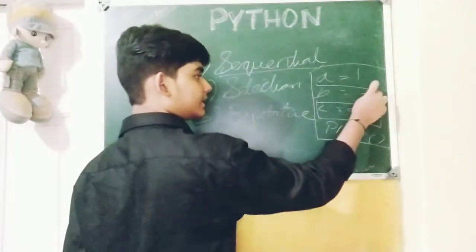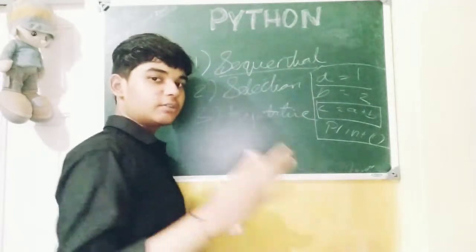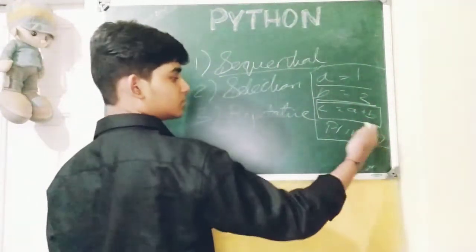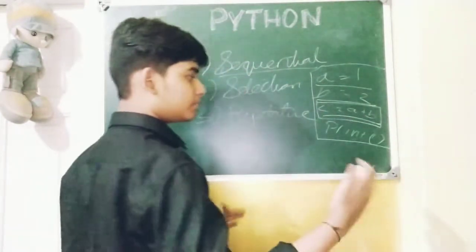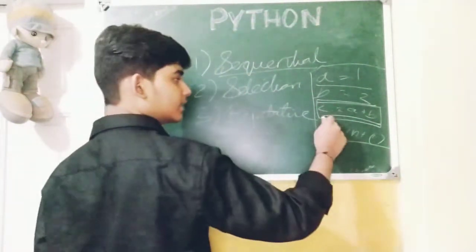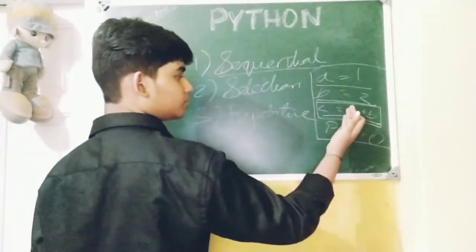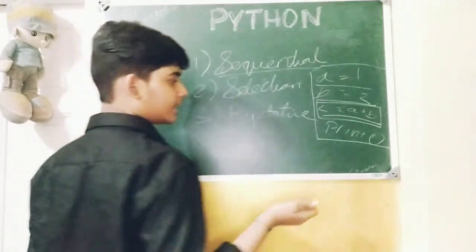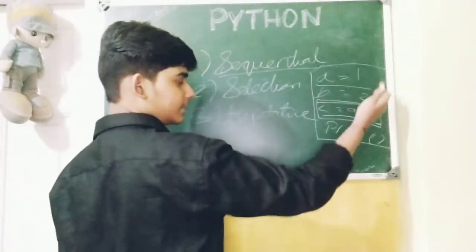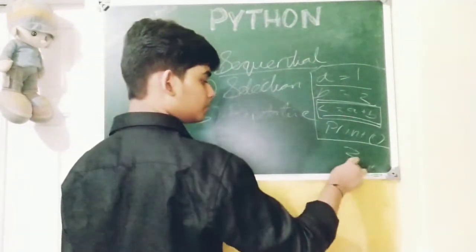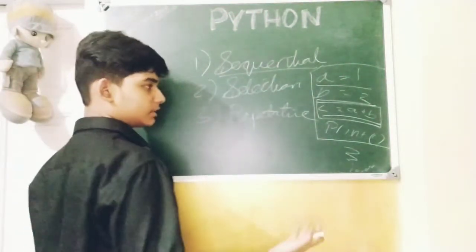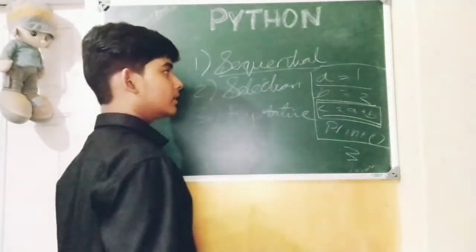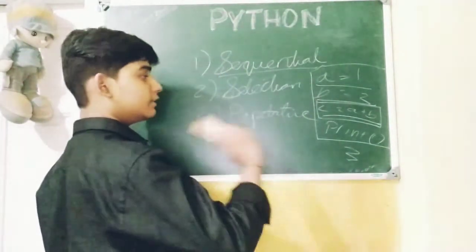So first it checks A is equal to 1. Okay, so A is equal to 1. Next is B is equal to 2. So it remembers, okay, B is equal to 2. Next is C is equal to A plus B. So technically speaking, 1 plus 2. So print C. It is asking to add up both these numbers and print 3. So the output is 3. So that's basically how sequential works. It goes from top to bottom and prints the answer. So this is the process of how sequential works.